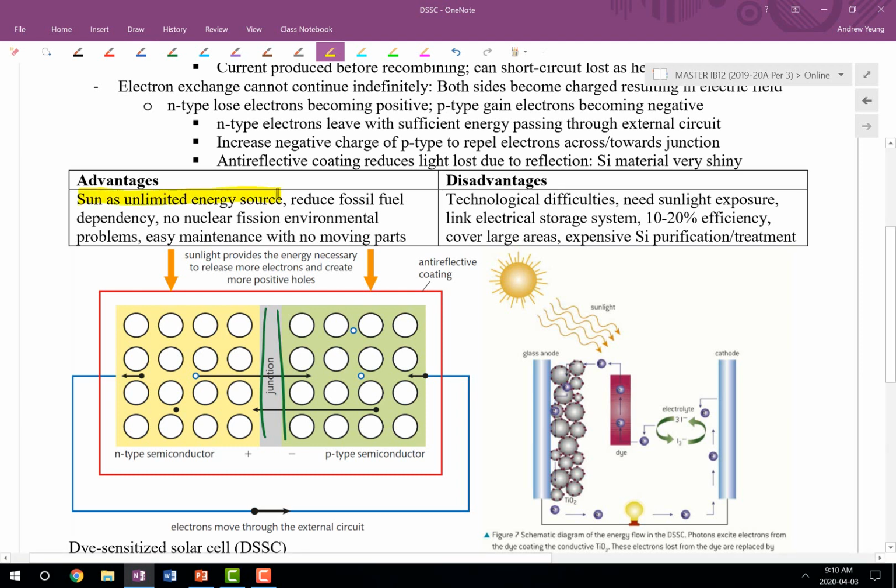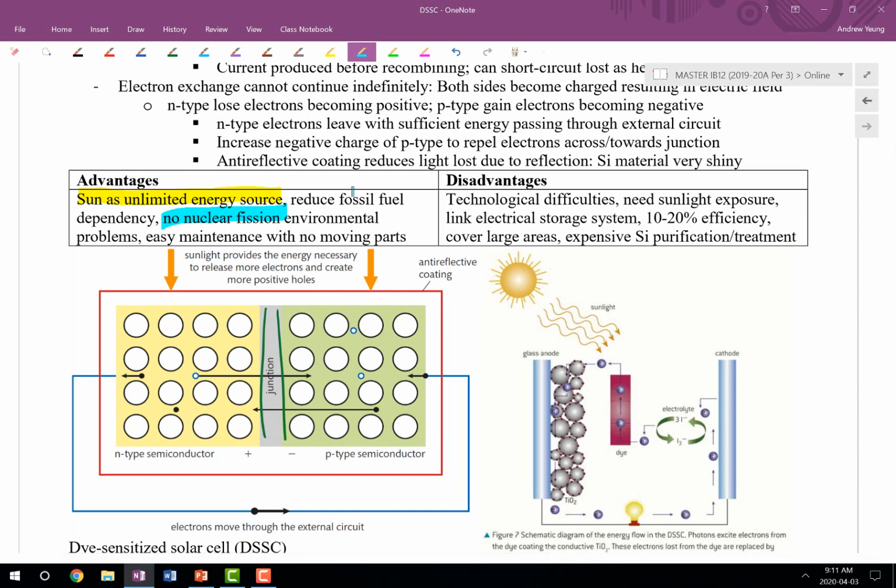Again, the advantage of using a solar cell here is the sun is, for us, an unlimited energy source. It shines everywhere. Obviously, some places are more sunny than others, but the sun shines everywhere on the globe. So as long as you can harness it, you have a little bit less dependence on other ways like fossil fuels or nuclear fusion. So any alternative energy can be helpful.